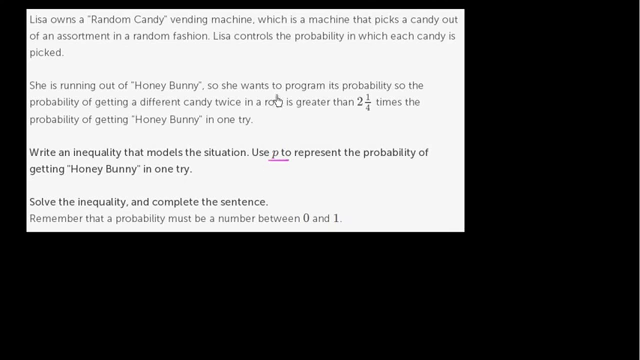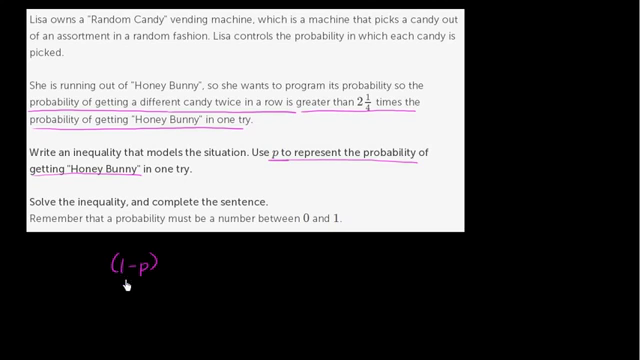And they also say she wants to program its probability so that the probability of getting a different candy twice in a row is greater than 2 1/4 the probability of getting Honey Bunny in one try. So if P is the probability of getting Honey Bunny, what's the probability of getting any other candy at once? Well, that's going to be 1 minus P. If you have a probability of P of getting Honey Bunny, well, then it's 1 minus P of anything but Honey Bunny.